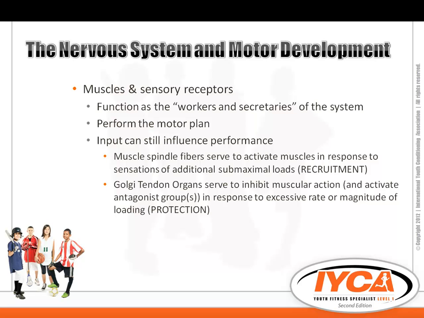Okay. So if we trigger the GTO, we are going to get inhibition in that prime mover because both the load as well as the rate of loading are excessive. And if we tried to work against that force, we could end up with an avulsion of the tendon or a complete rupture of the muscle or who knows what else.